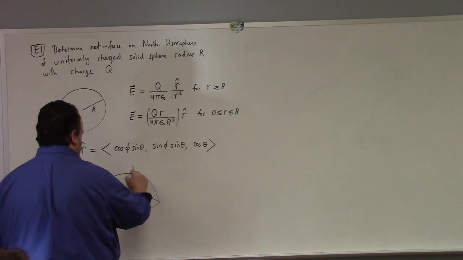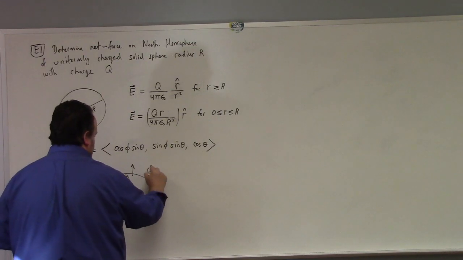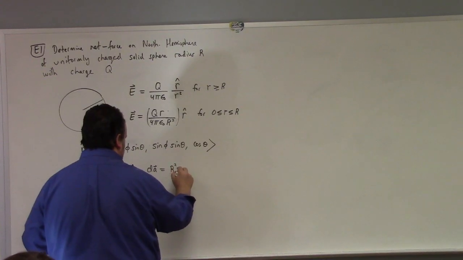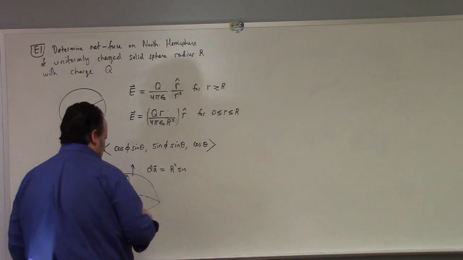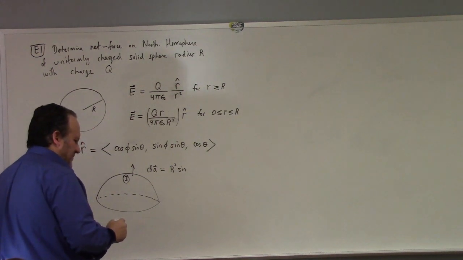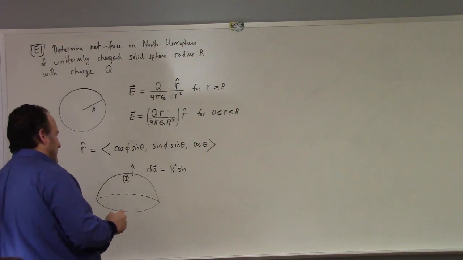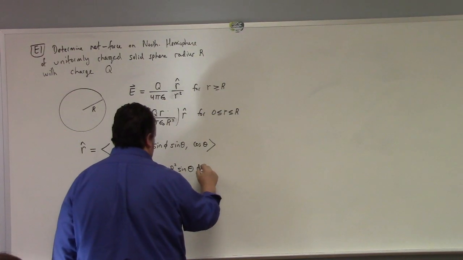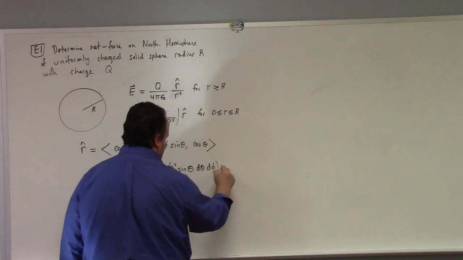So we have up here, in case 1, dA equal to r squared sine, oh, curse you, calculus 3. What goes there? Help me out. Theta? d theta, d phi, right? And that's in the r hat direction.